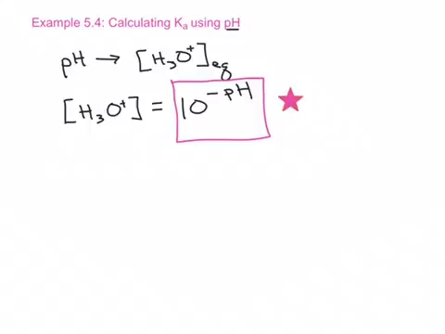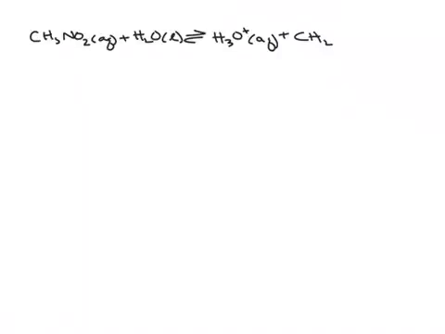For the problem at hand, we are given that we have a solution of nitromethane. Nitromethane is a weak acid, so we can draw its reaction with water like so. It will produce hydronium ion and the conjugate base. The other reaction that is always occurring, of course, is the autoionization of water, which we should write out.